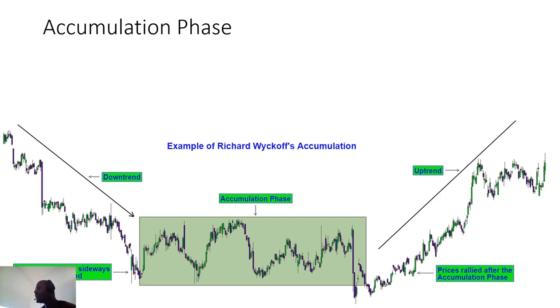When it comes to identifying the accumulation phase, the first thing you're going to look for is the stock coming off of a downtrend. Price will then begin to move sideways after that downtrend. That's when you're in the accumulation phase. Again, I'm not going to get ahead of myself, but I'll show you guys how to identify this in real time in a second.